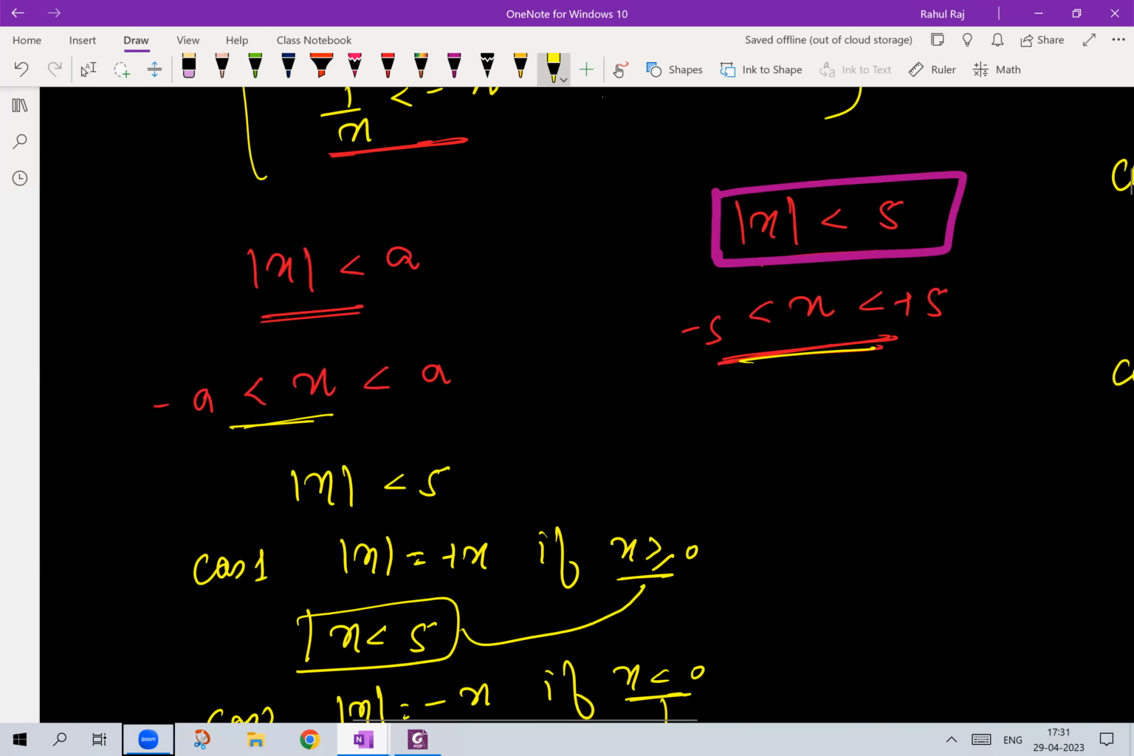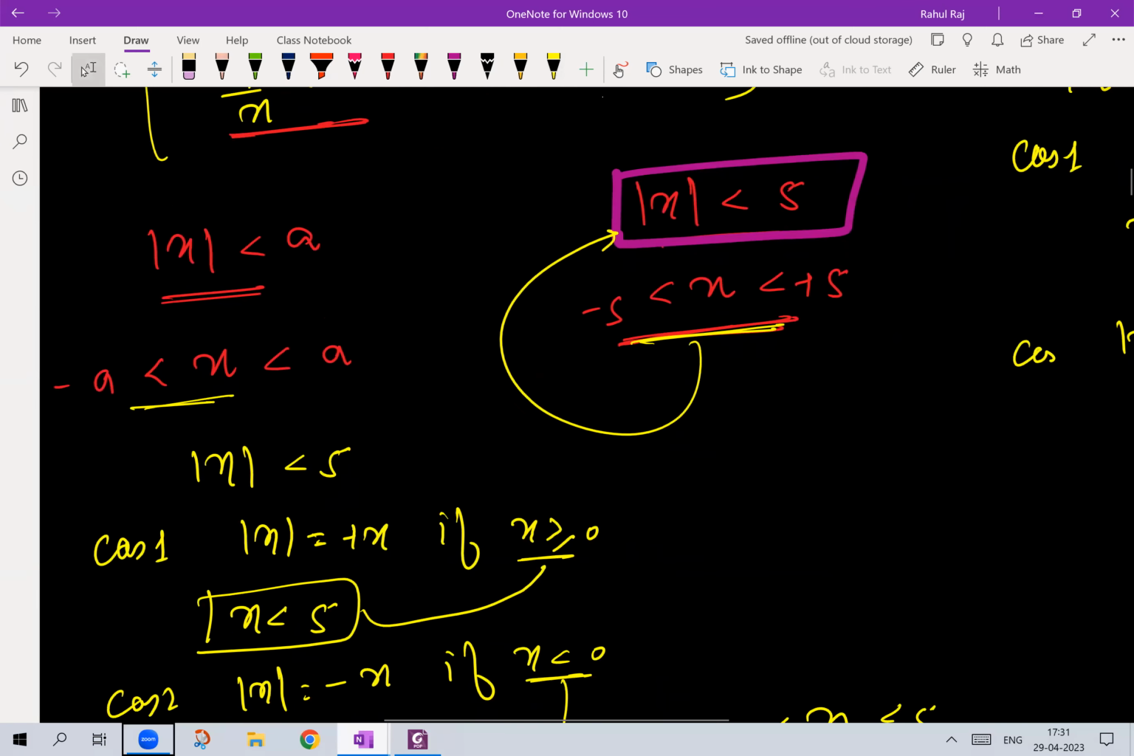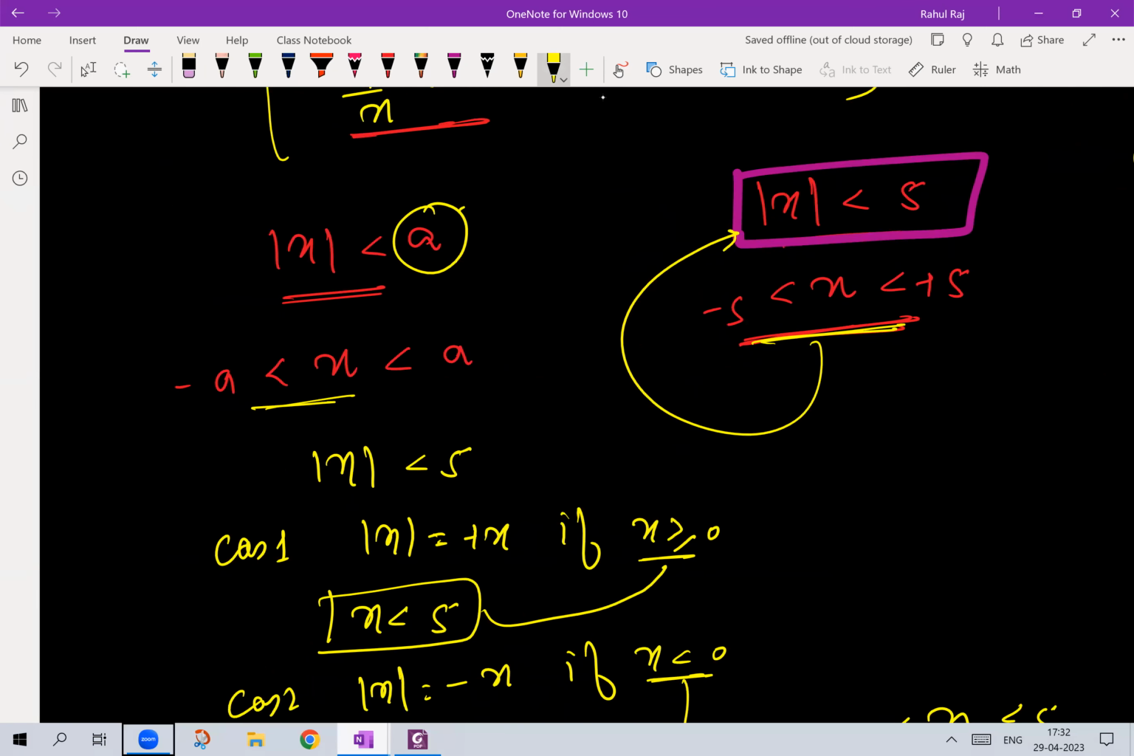That's it. So please understand this is no formula. When I say mod x is less than 5, x lies between negative 5 and 5, you put this back into the equation and check that all the values should satisfy. That's it. But when you say mod x less than a, can I 100% say a by default is a positive element?